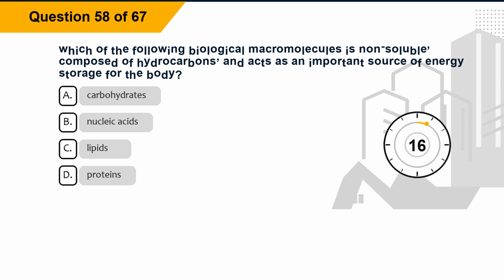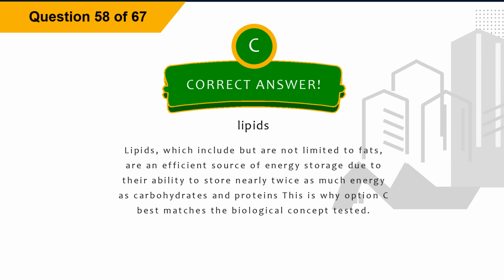Question 58. Which of the following biological macromolecules is non-soluble, composed of hydrocarbons, and acts as an important source of energy storage for the body? Option A. Carbohydrates. Option B. Nucleic acids. Option C. Lipids. Option D. Proteins. The correct answer is option C. Lipids. Explanation. Lipids, which include but are not limited to fats, are an efficient source of energy storage due to their ability to store nearly twice as much energy as carbohydrates and proteins. This is why option C best matches the biological concept tested.